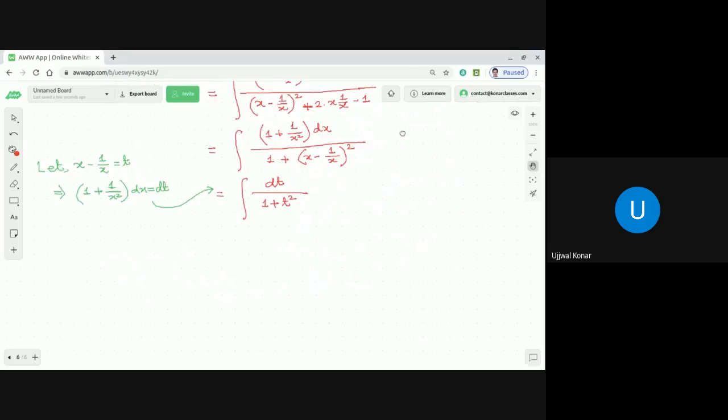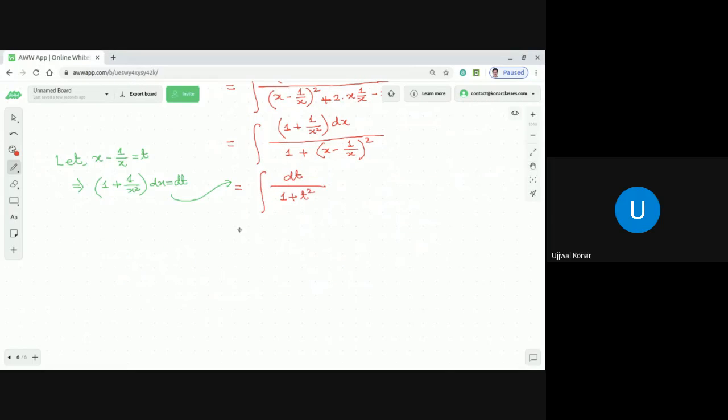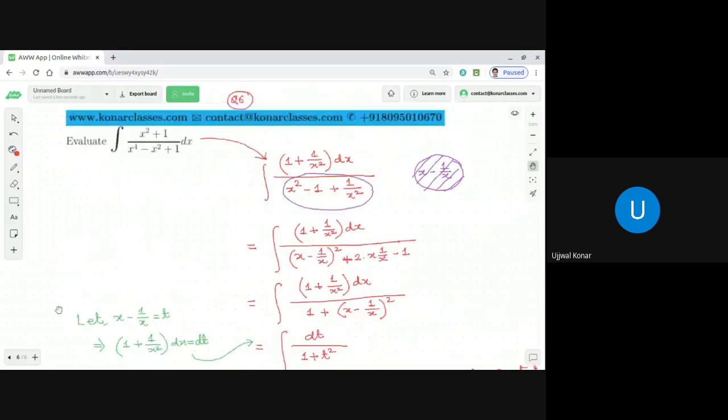Correct or not? So this is nothing but tan inverse t plus c, where c is the integrating constant. And as you know, we need to get back the value of t in terms of x, that is tan inverse of x minus 1 by x plus c, and that is the answer. You can also write x square minus 1 by x, that's also fine. Correct? So I think we can proceed to the next question if there is no further query here.